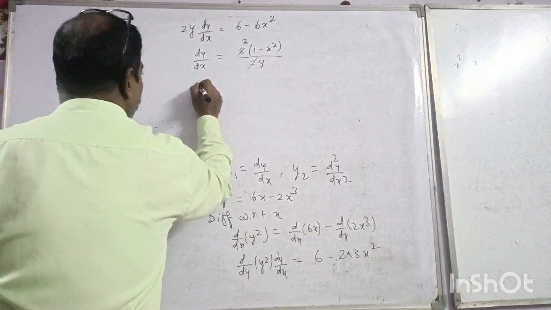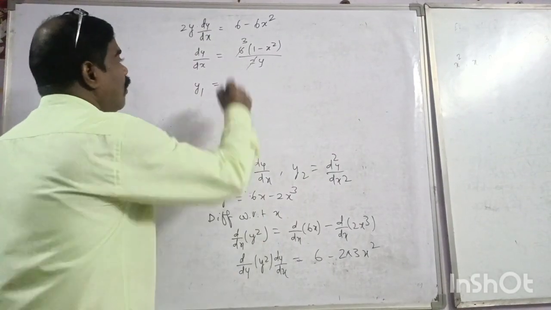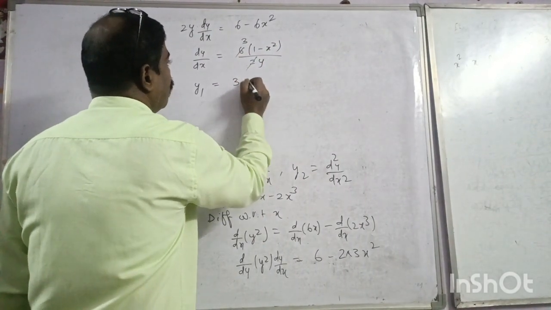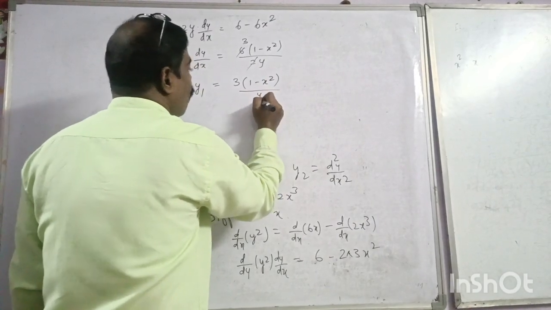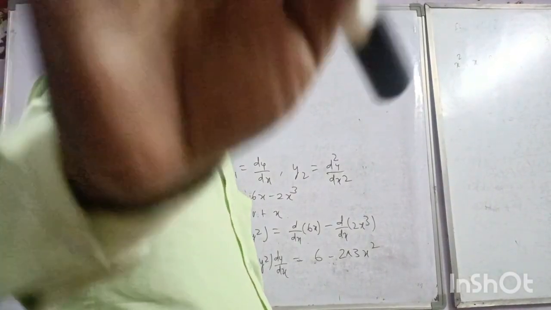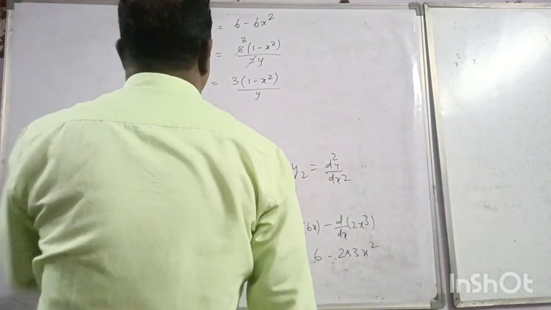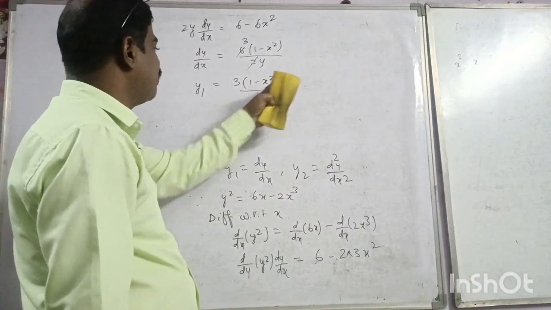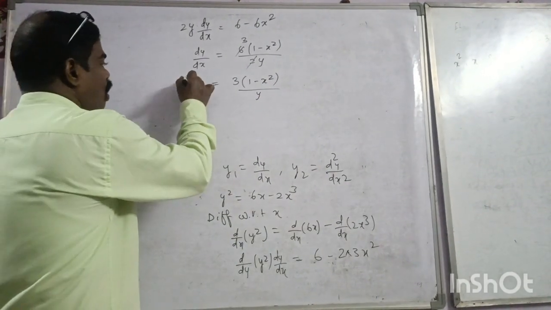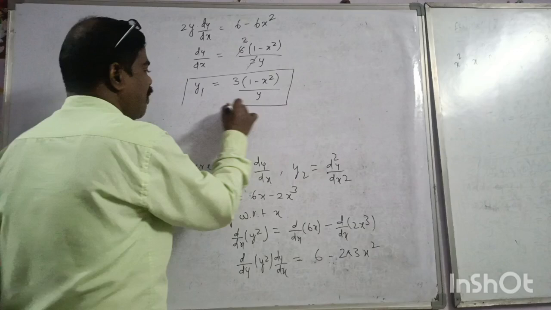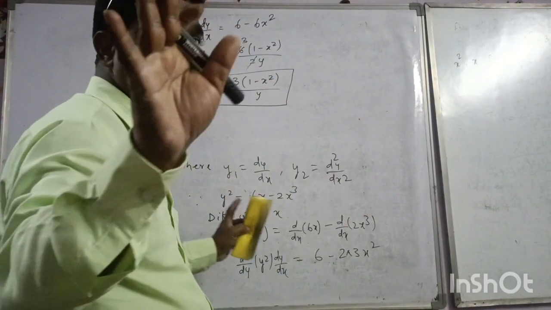dy by dx बोले तो क्या है? y1 है ना? Fine. y1 is equal to how much you got? 3 into 1 minus x square by y. Understand? Fine. We got the y1 value. This value you have to find out again. First I will find out y2, right?